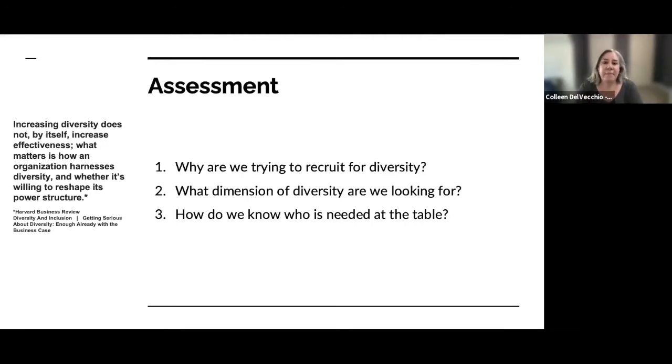So, the first step in figuring out how your board needs to become more diverse or to achieve that level of diversity on your board is to start with a basic assessment, right? So, making sure you figure out for yourself the first question being, why are we trying to recruit new board members for diversity, right? And what dimension of diversity are we looking for? These seem like they're basic questions but they're a step that most people skip, right?